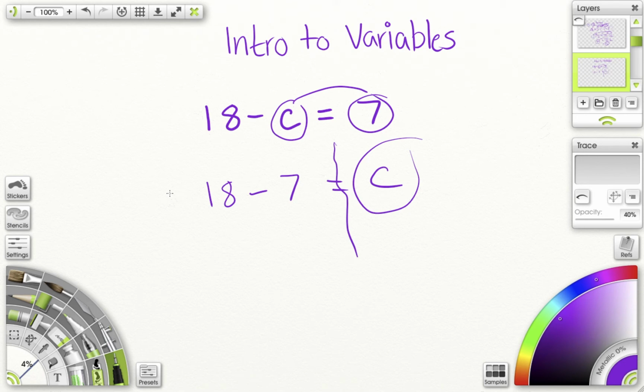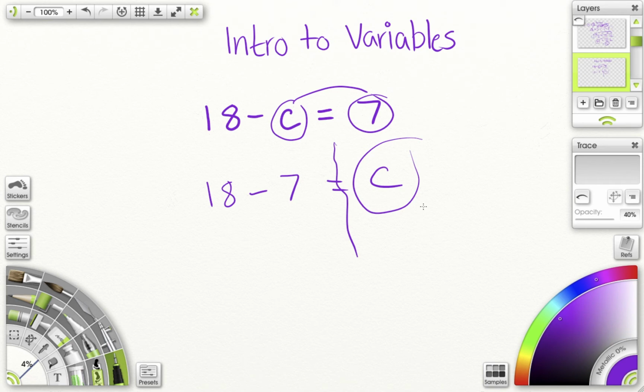The reason we do that is because it makes it much easier to solve. Instead of having to go in my head, does 18 minus 5 equal 7? Oh, no. Minus 6? No. Minus 8? No. That could take forever. It's more time than it's worth.